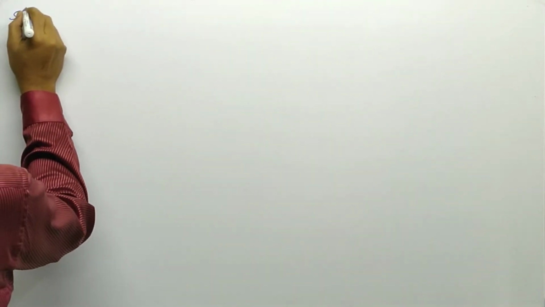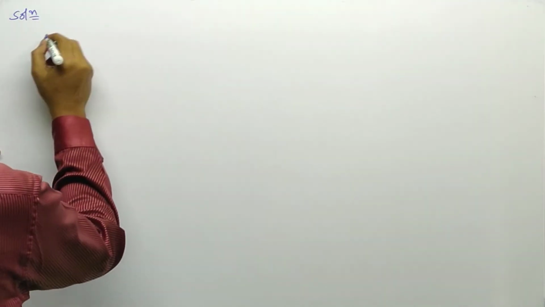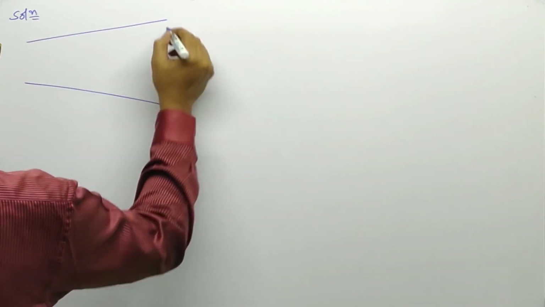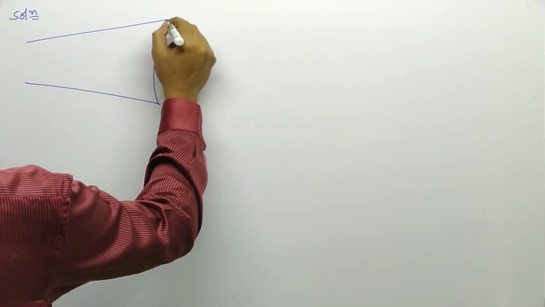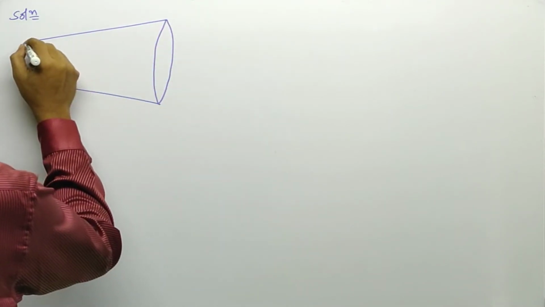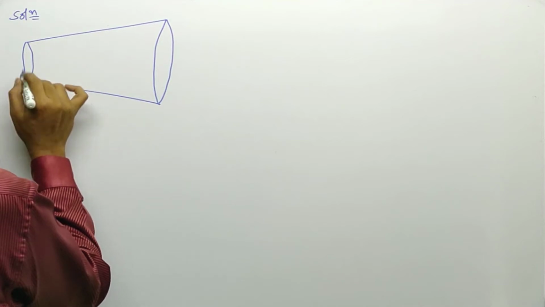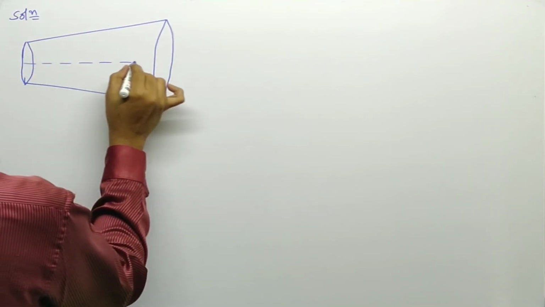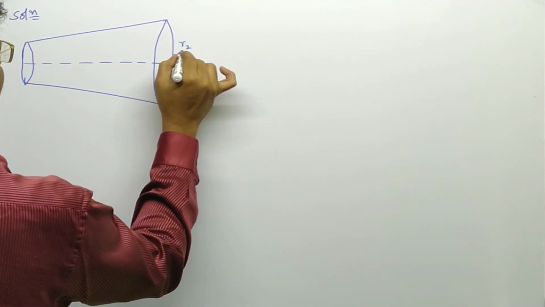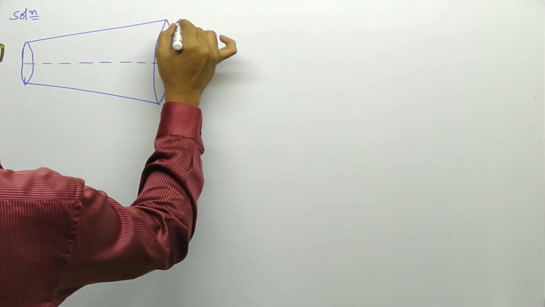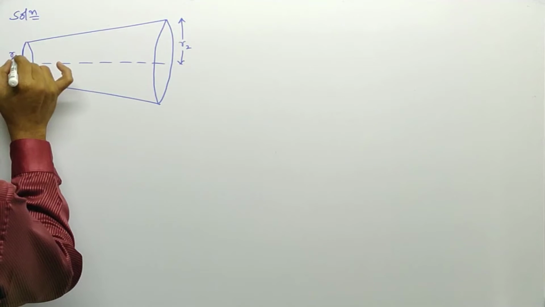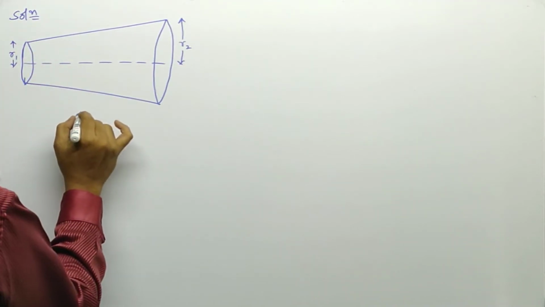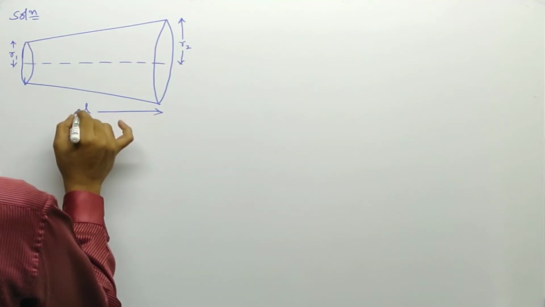Solution. In the diagram, a non-uniform wire is given. As per the diagram given in the question, here R2 is the radius at the right end, and here R1 is the radius at the left end, and the length of the wire is given as L.